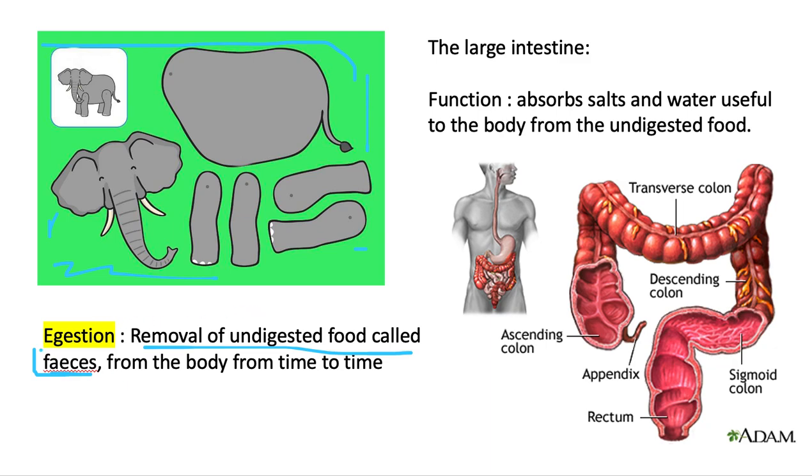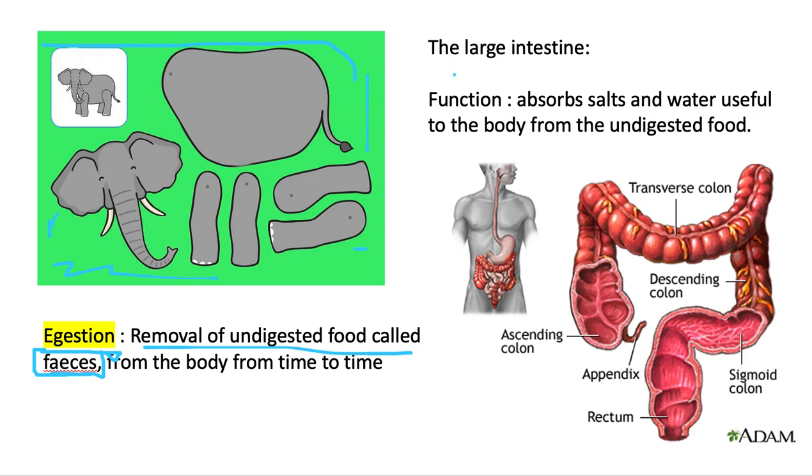Feces is the undigested food that we throw out of our body from time to time. So undigested food is called feces, and removal of the undigested food from the body regularly from time to time is called digestion. And there is a little bit of a process behind this also.